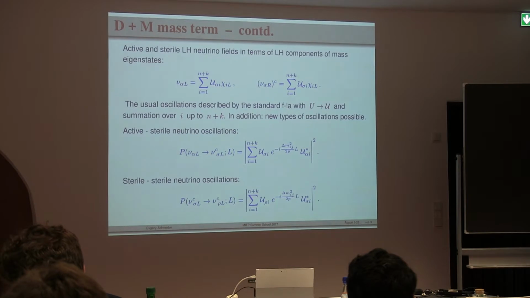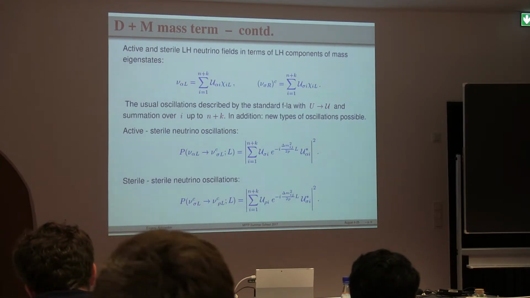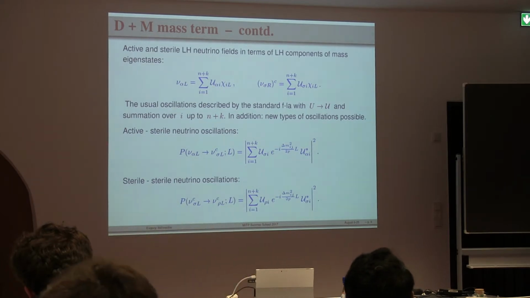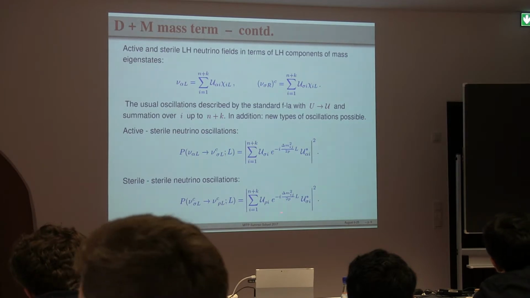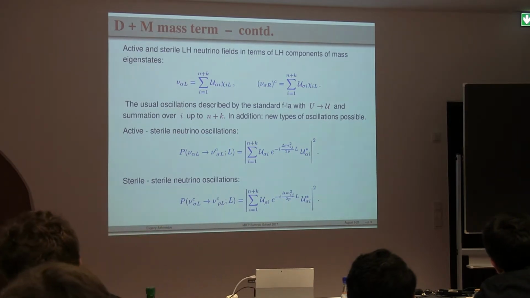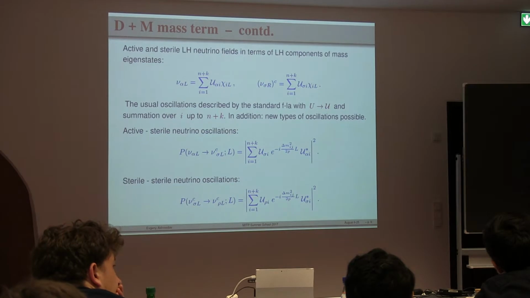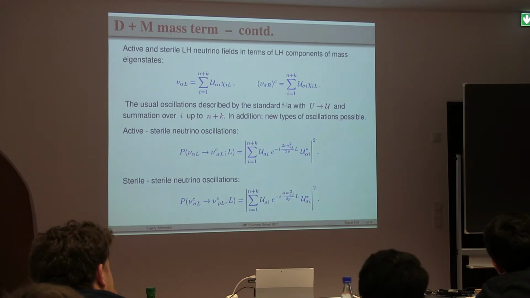But there is one more possibility: oscillations between only sterile neutrinos. If both initial and final state, which are called sigma and rho, belong to the subset of the sterile states, then we get a very similar formula, except that the indices are in the last k values. So in this case we can have three different neutrino oscillations in the system: oscillations between active neutrinos, between active and sterile neutrinos, and between sterile neutrinos themselves.